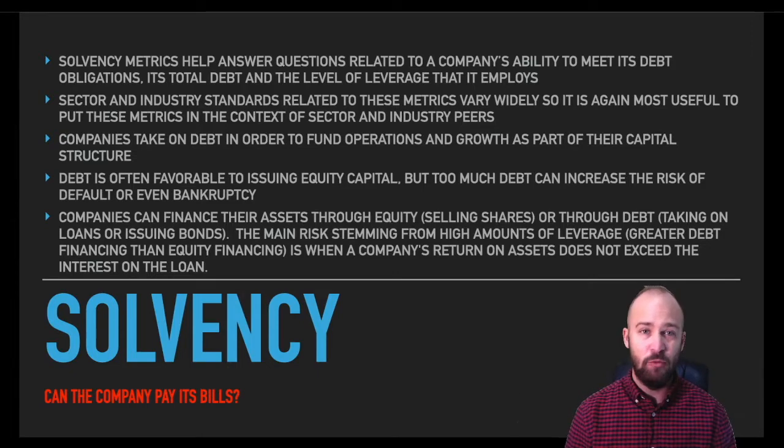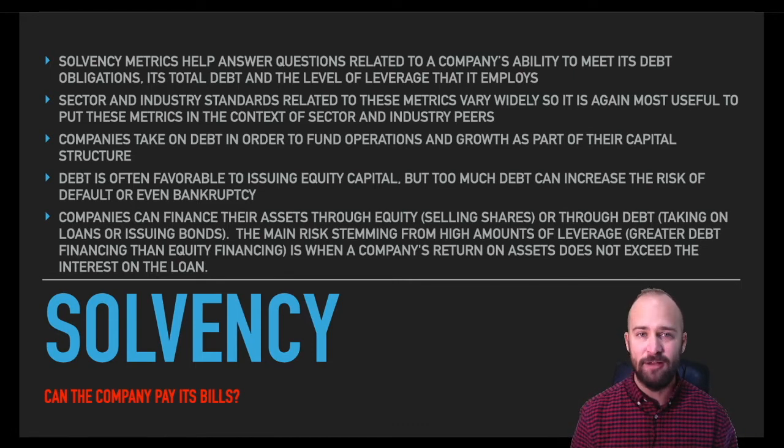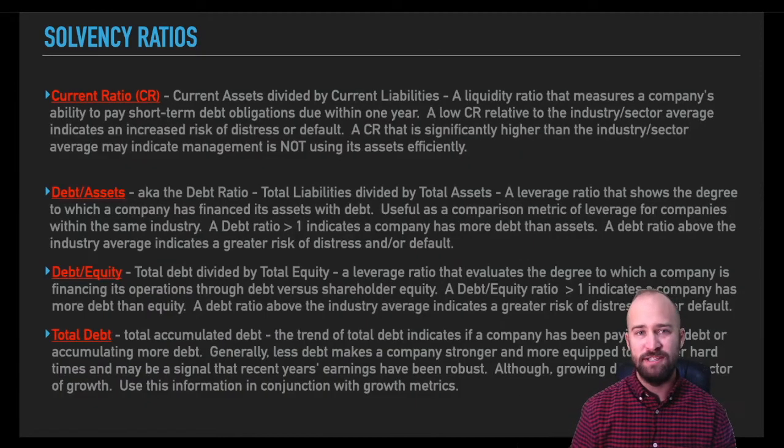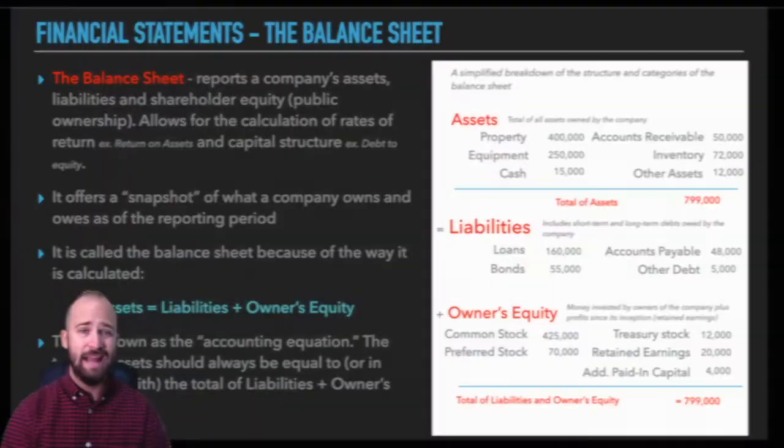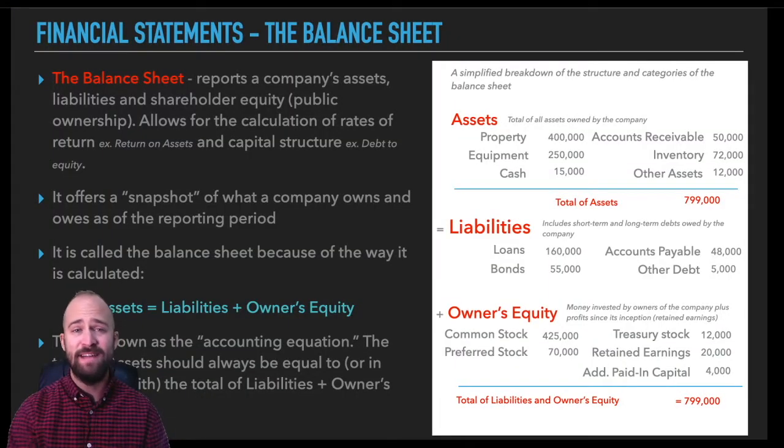Now that we understand what solvency is a little bit better, let's talk about the specific financial ratios that we're going to be using to gauge company solvency. First up is the current ratio. Now, the current ratio takes current assets divided by current liabilities. It's a measure of liquidity that indicates a company's ability to pay its short-term debt obligations due within 1 year. The current assets and current liabilities can be found on the balance sheet from a company's financial statements.